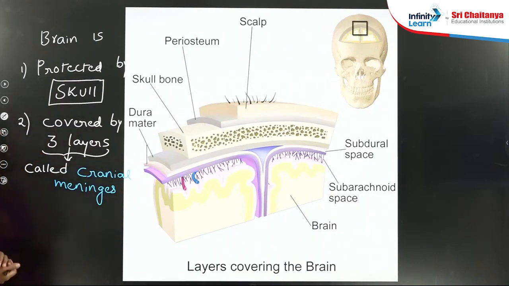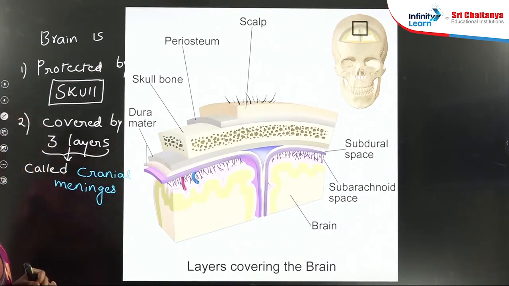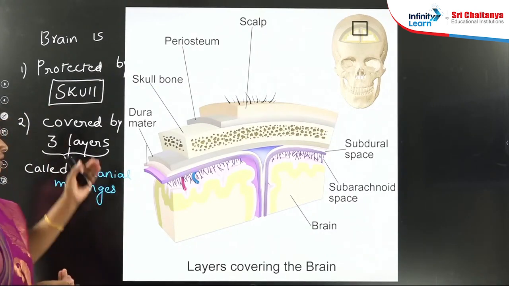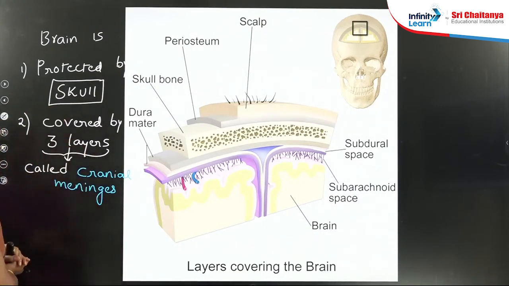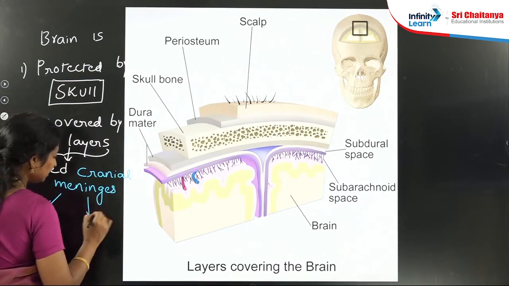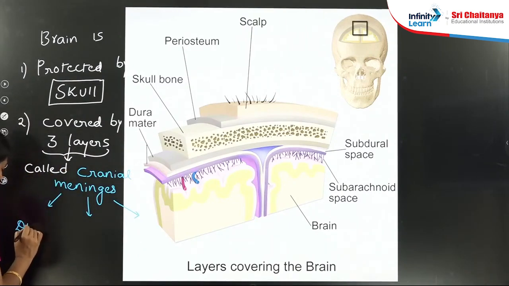So the brain is protected by the skull, and it is covered by cranial meninges, which are present inside the skull. It is covered by three layers called cranial meninges. What are those three layers? This sequence is important. The first one is dura mater.